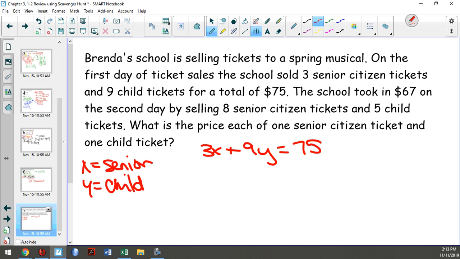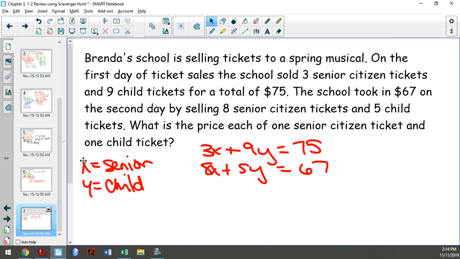The school took in $67 on the second day by selling 8 senior citizen tickets and 5 child tickets. What's that equation? Eight x plus 5y is equal to 67. Please continue to solve that and make sure that you are knowing what x and y represent to answer the questions.